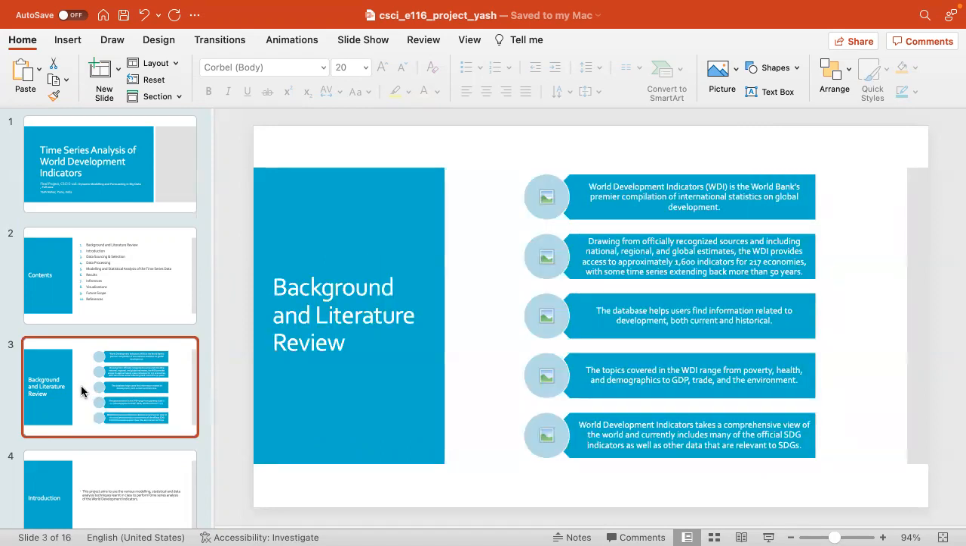Just to give a brief background, World Development Indicators is the World Bank's premier compilation of international statistics on global development. It ranges over a variety of topics: social, regional, demographic, poverty, health, trade, international trade, etc. A lot of these indicators are part of the SDG, the Sustainable Development Goals, which is what makes them very important. And it's a rich data set for multiple countries, roughly 217 economies, 1,600 indicators, and a time frame of more than 50 years, making it a qualitatively and quantitatively rich data set.